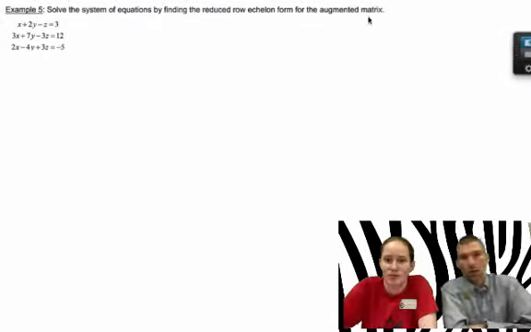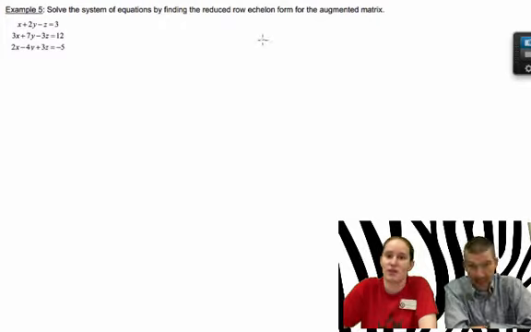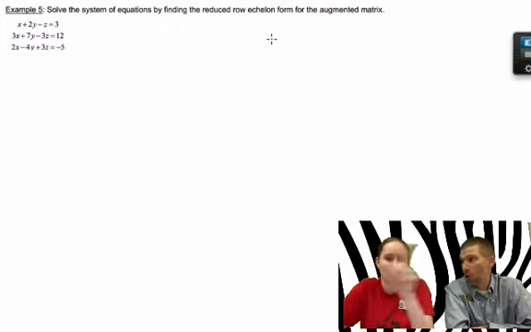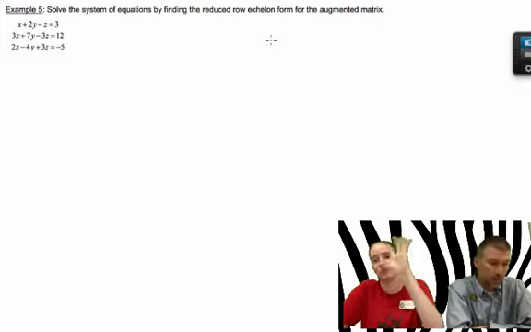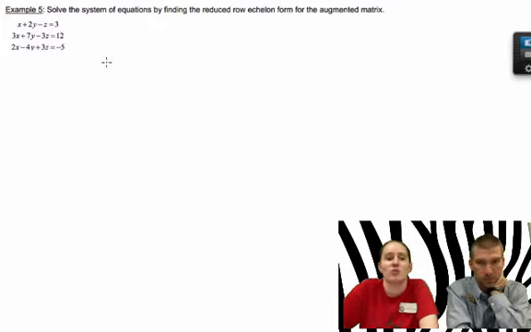This one is a similar kind of problem, but this time it says to find the reduced row echelon form. Yes, so that means that we're going the whole way? The whole way. 1's in the diagonal, 0's up above and below. And it's not that much more work than it is to find row echelon form.